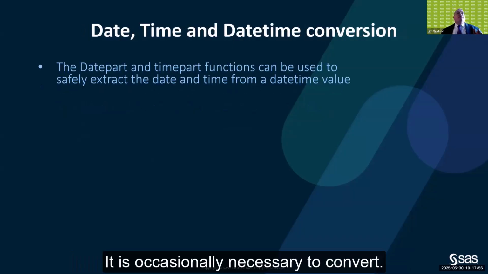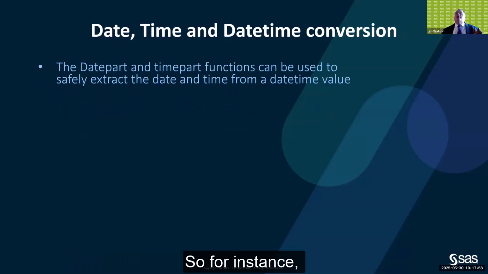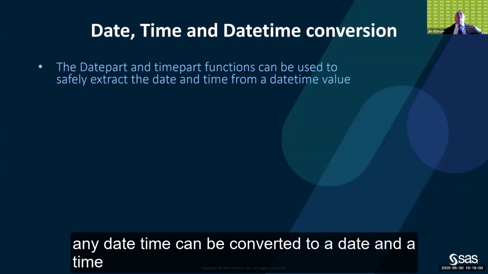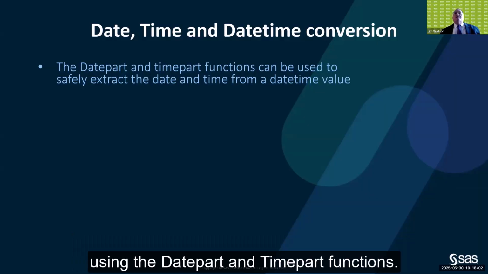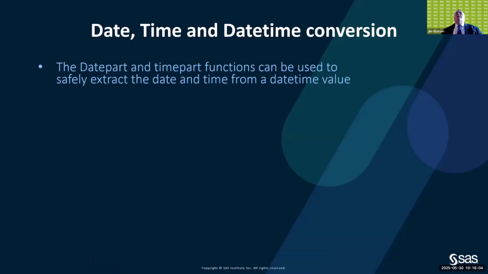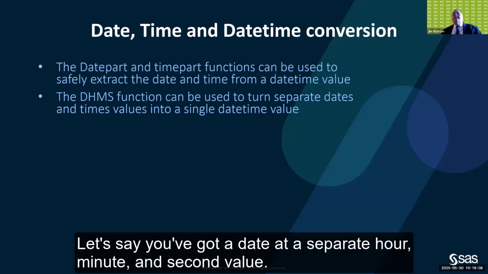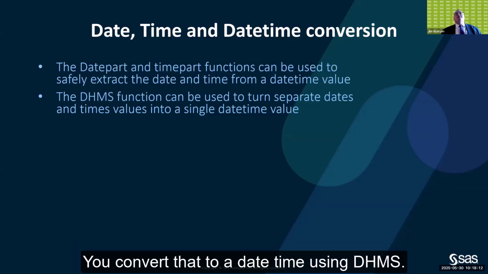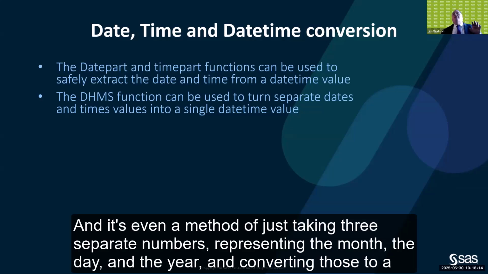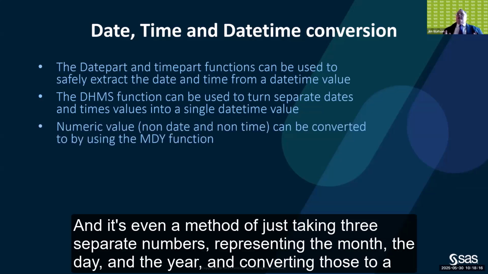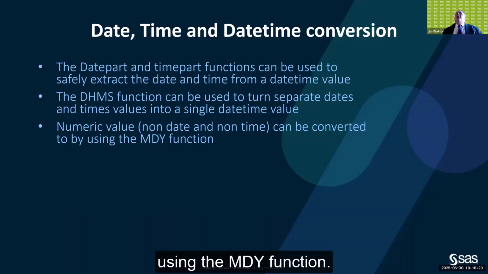It is occasionally necessary to convert. So for instance, any date time can be converted to a date and a time using the DatePart and TimePart functions. But of course, the other way around also works. Let's say you've got a date and separate hour, minute, and second values. You convert that to a date time using DHMS, and there's even a method of taking three separate numbers representing the month, the day, and the year, and converting those to a single date using the MDY function.